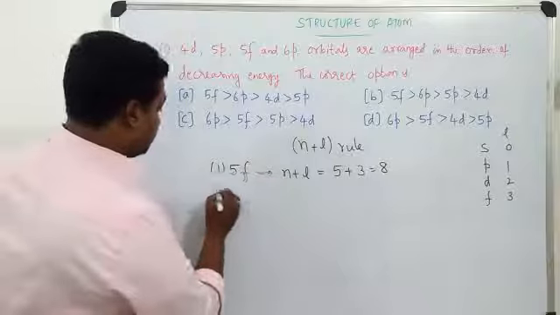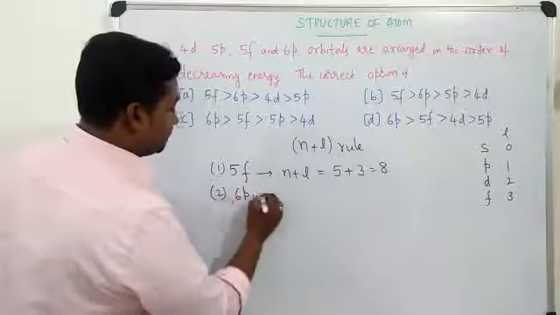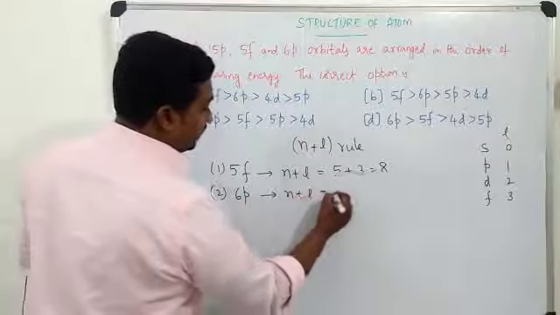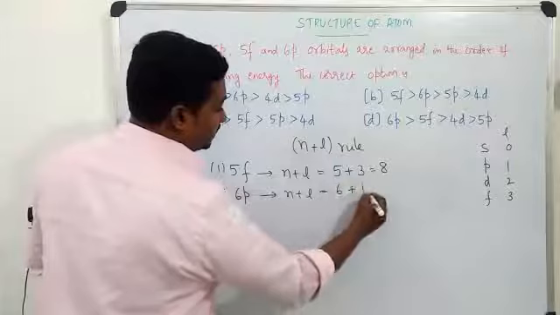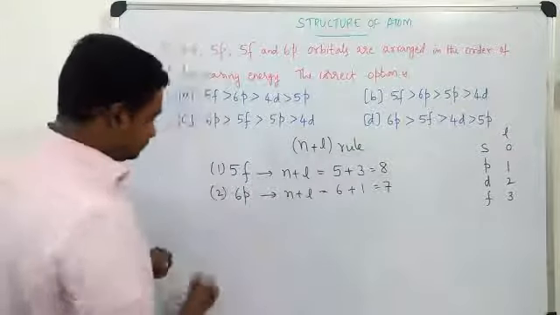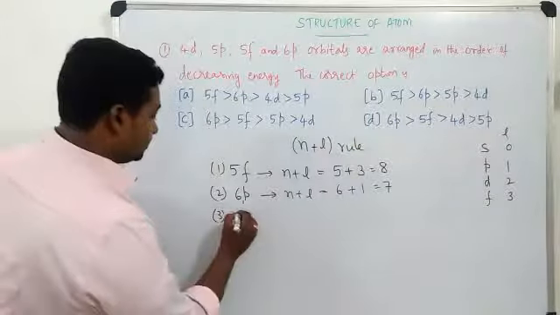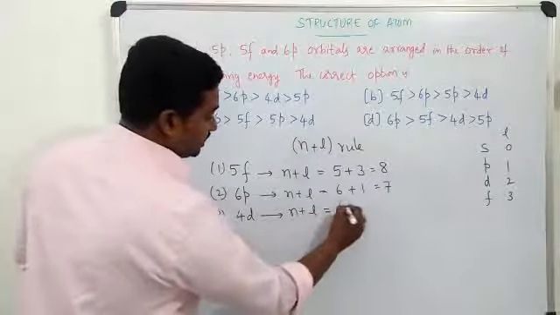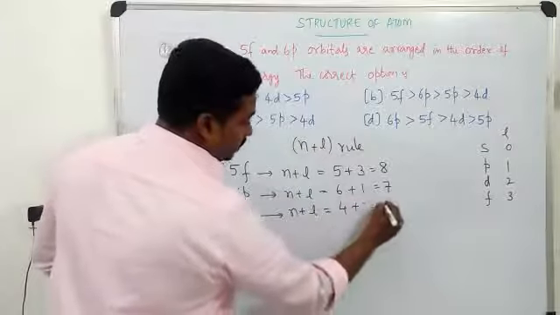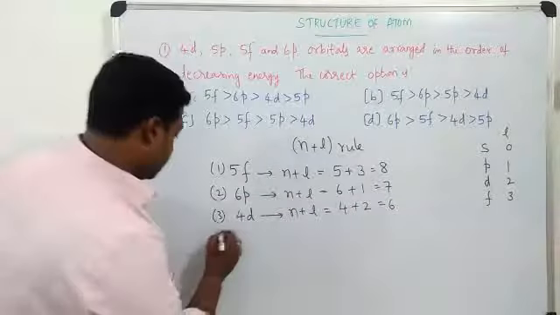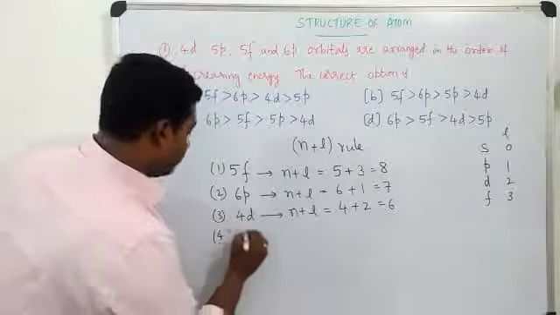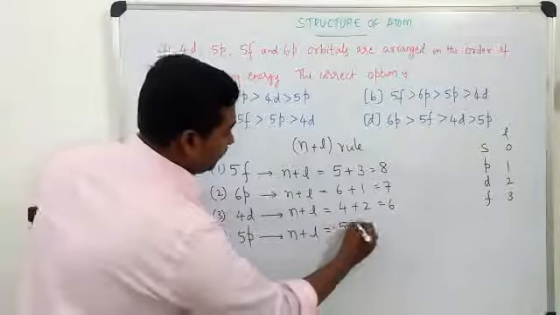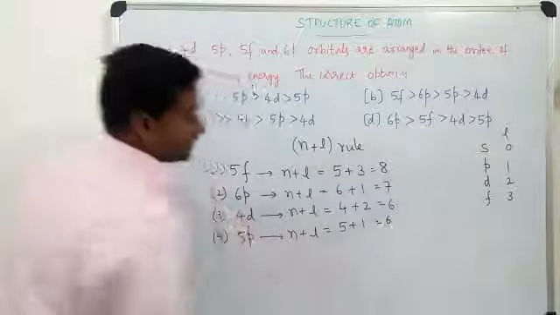Now the second orbital given is 6p. For 5f we got 8. For 6p, if I calculate n plus l, it will be 6 plus 1, which is 7. The third orbital given is 4d. Again I will calculate n plus l, which is 4 plus 2, since d is 2, which is equal to 6. Finally, we have the 5p orbital, for which n plus l is 5 plus 1, equal to 6.